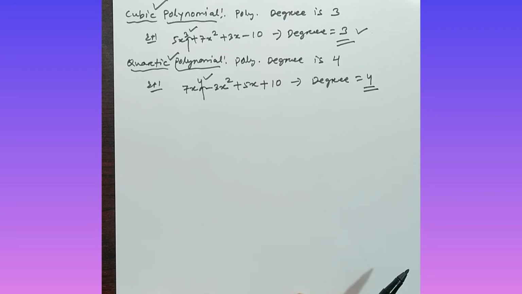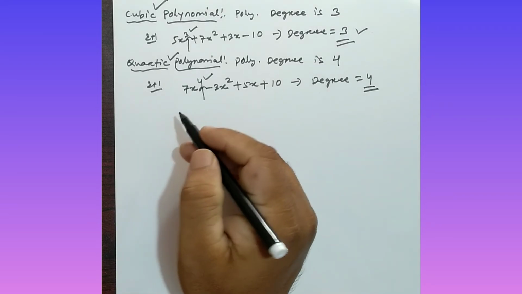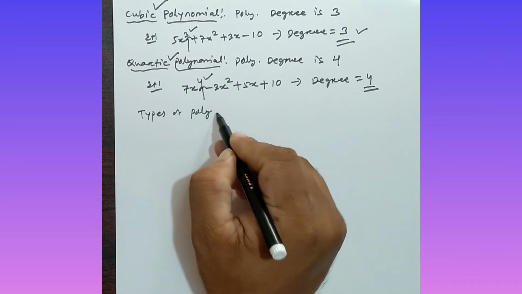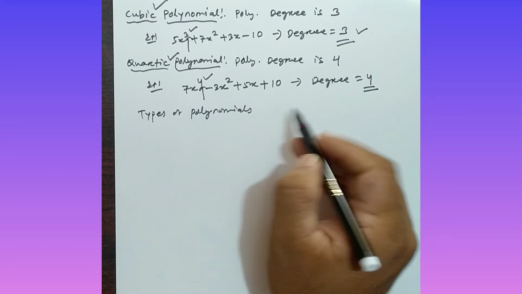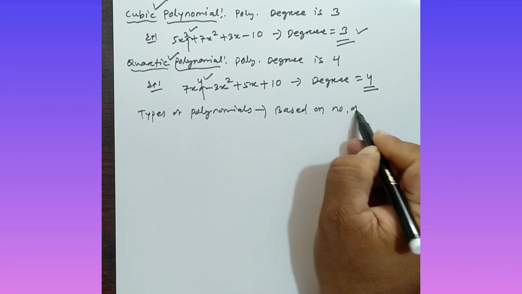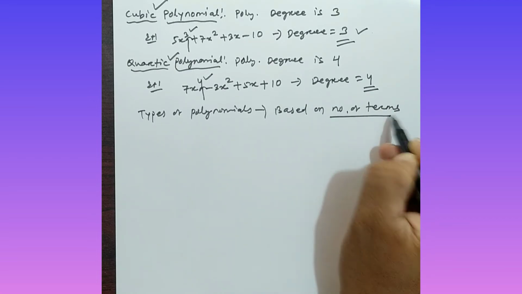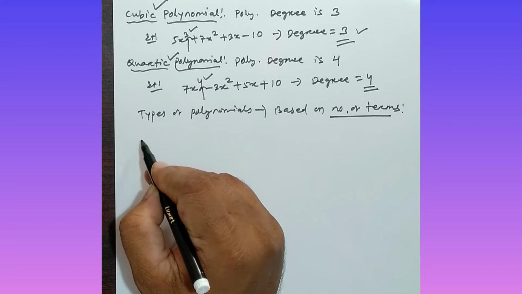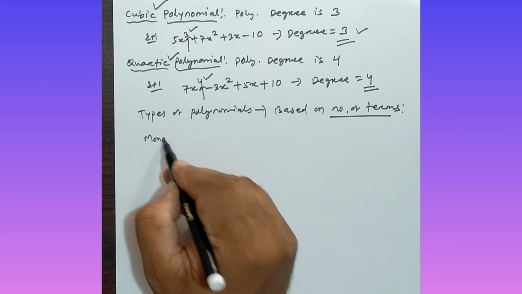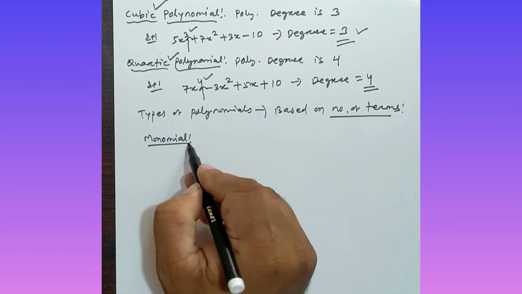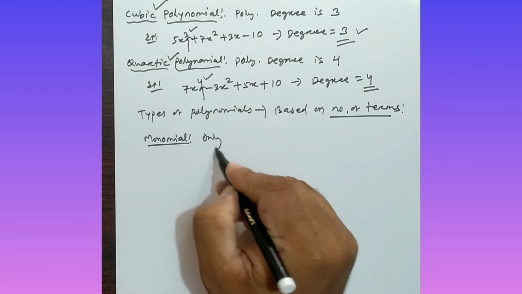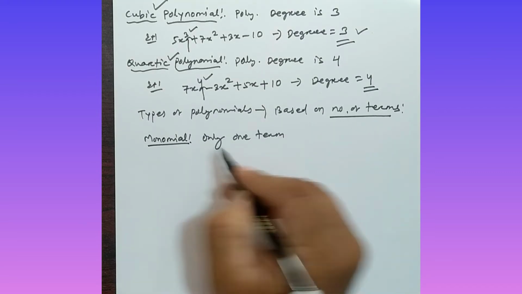The next, the types of polynomial based on number of terms. So what is the meaning of that? First of all, it is divided into three types: monomial, binomial, trinomial, right? First of all, I will discuss monomial. Monomial means the polynomial which has only one term. That is called a monomial, right?